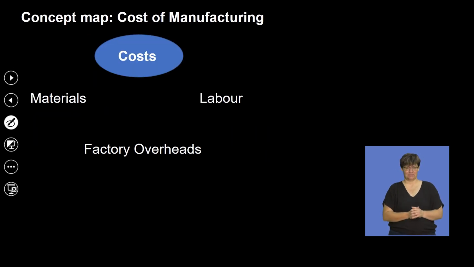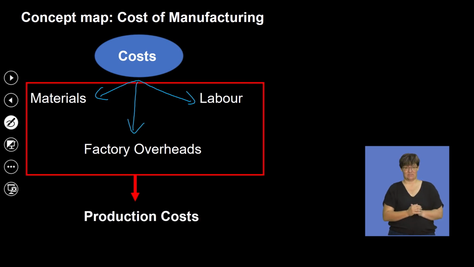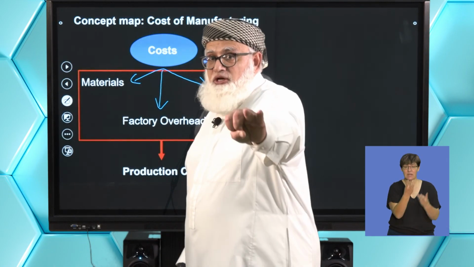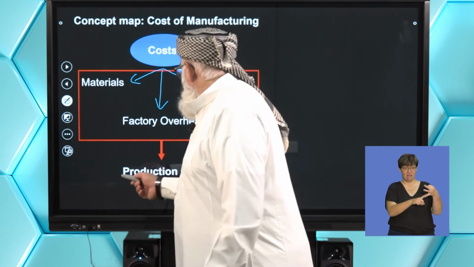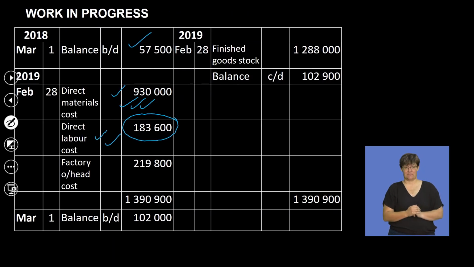Okay, now, once again, a reminder for you, your cost components would be material, labor, and factory overheads. Just another diagram for you, telling you that your material plus your labor plus your factory overheads would give you your production cost. Remember, we are at this stage here in our work in process where we've identified the opening balance, we've worked out our direct materials, we've worked out our direct labor.